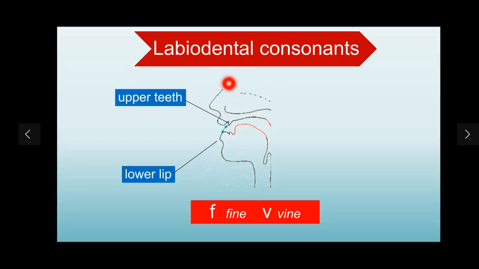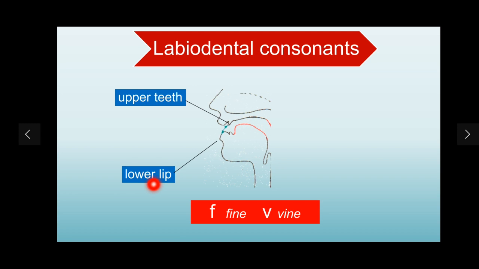Let's talk about labiodental consonants. When we say labiodental, two different organs are involved in the production of these speech sounds. You can see the lower lip and upper teeth. Such labiodental sounds are produced with the help of the upper teeth and lower lip. We have examples of labiodental sounds such as F and V.